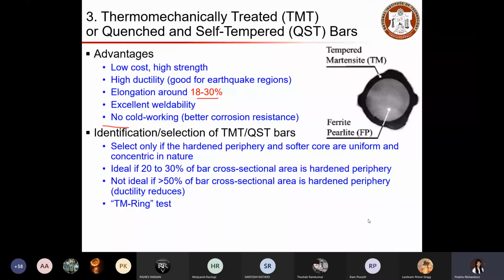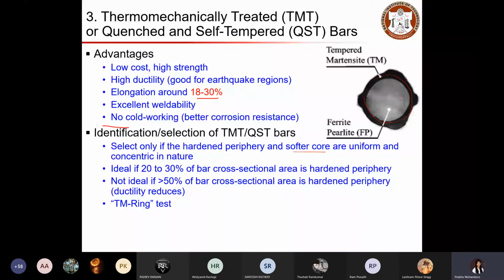So now to identify or select the TMT bars, what are the geometrical conditions that you have to look at? You know there are two phases. One is the outer strong tempered martensite phase, that is the TM phase, and another one is the inner soft ferrite pearlite phase, the softer core. To select it, the hardened periphery and the softer core should be uniform and concentric, so the ring should be uniform in shape, and the inner portion should be concentric in nature, right? So how large can this outer ring be?